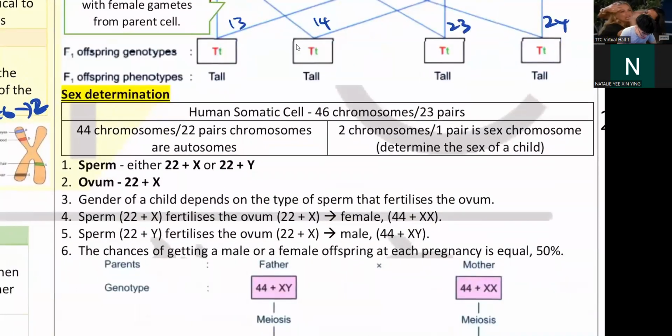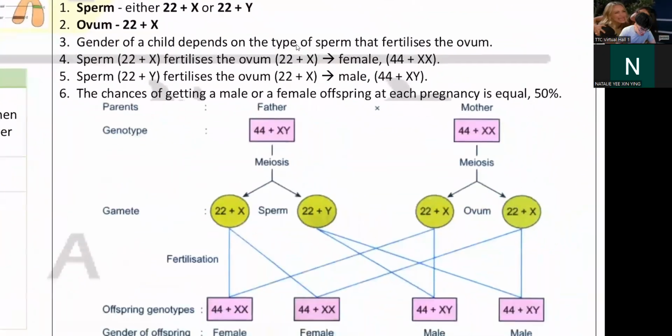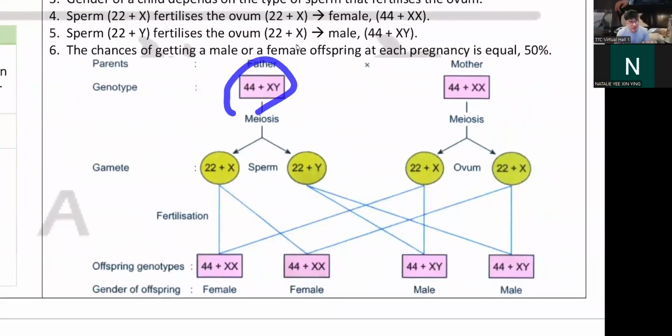All right, so let's talk about sex determination. What determines your gender? We can use the crossing also. As we know, your dad is a male, obviously. So your dad is 44XY. Like I said, XY is a male. And then mom is 44XX. Because your mom is female, I can say XX. So female.